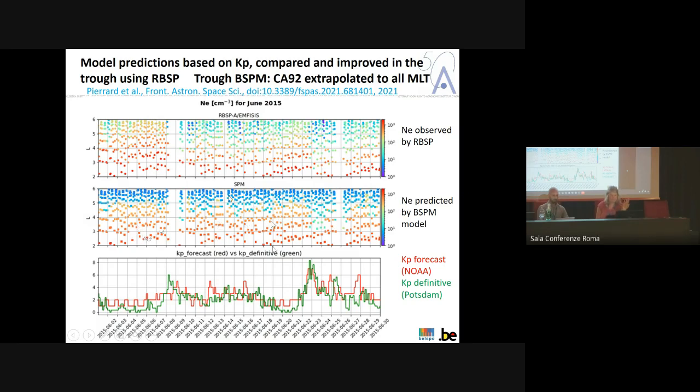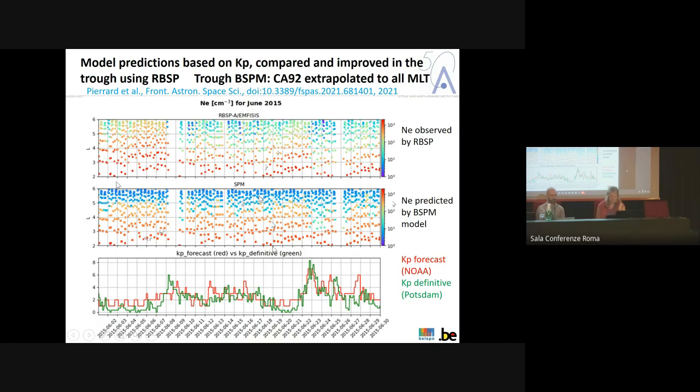But for the plasma trough, above the plasmapause, the model was not very good because we didn't care so much about that part at the beginning. In the previous version, the number density in this plasma trough was obtained from ISEE2 measurements, given by Carpenter and Anderson in 1992, and that were extrapolated to all magnetic local times.